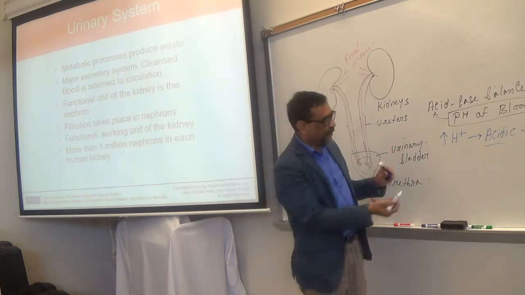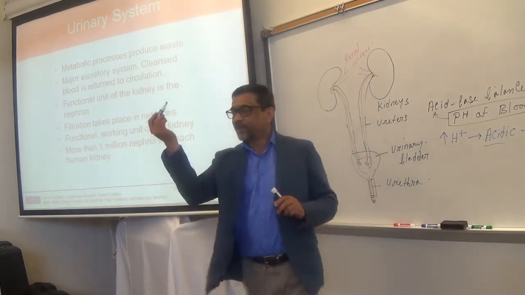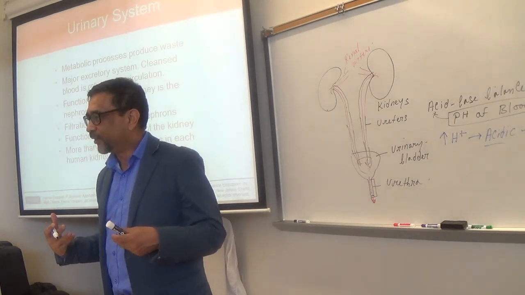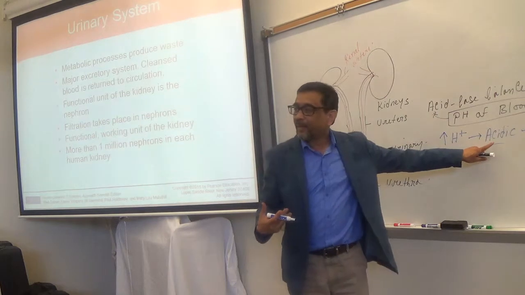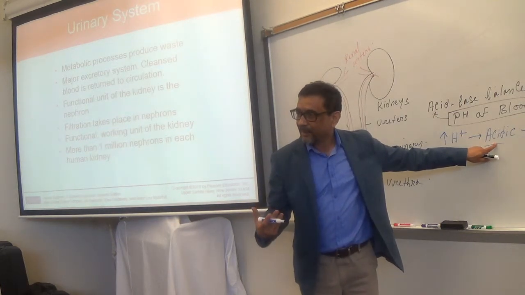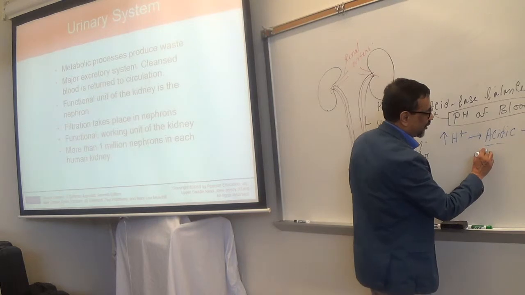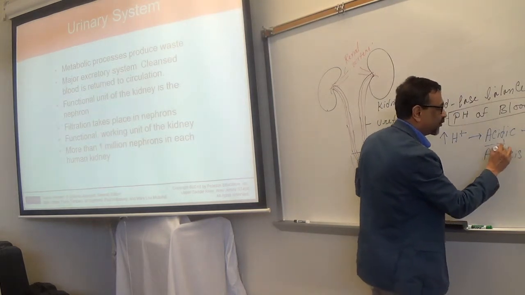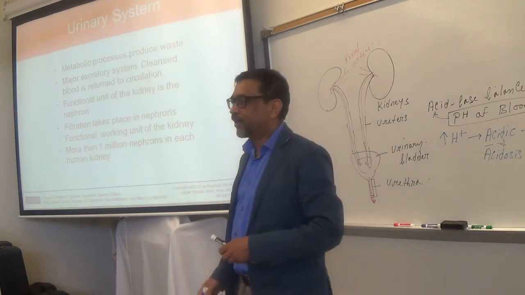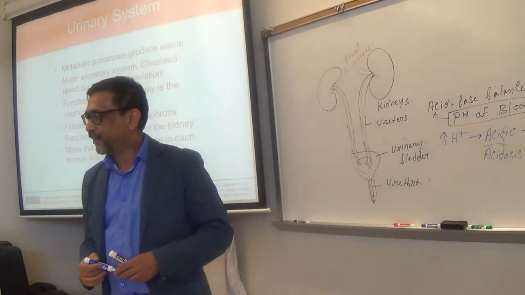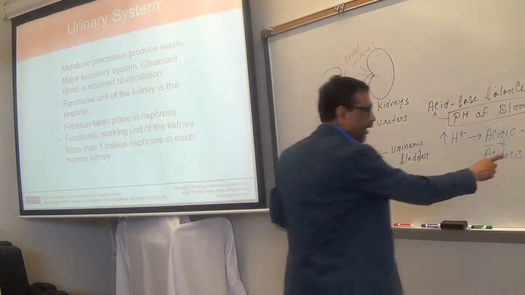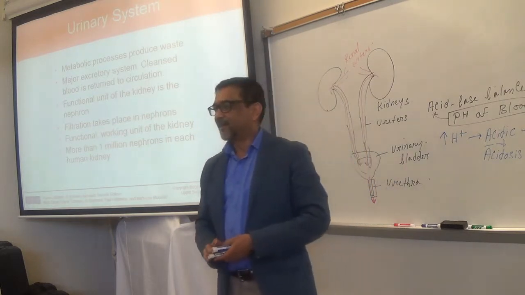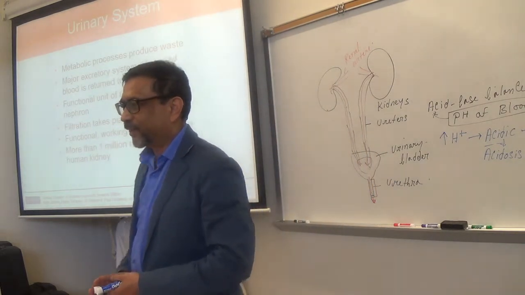Make sense? Now if for some reason excess hydrogen ion is produced in the body or accumulates in the body, that will cause what? The blood to become acidic, and that is called acidosis. Have you heard that? Acidosis. That means your body fluid or blood is turning towards acidic. The pH is going down, which is good or bad? Acidosis is bad, right? Okay, good.